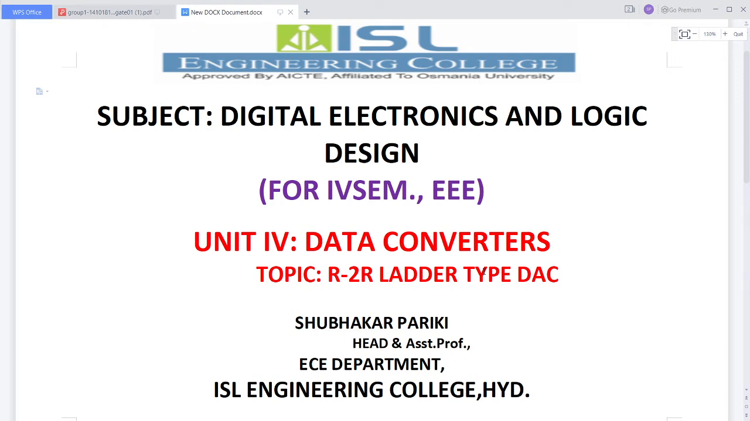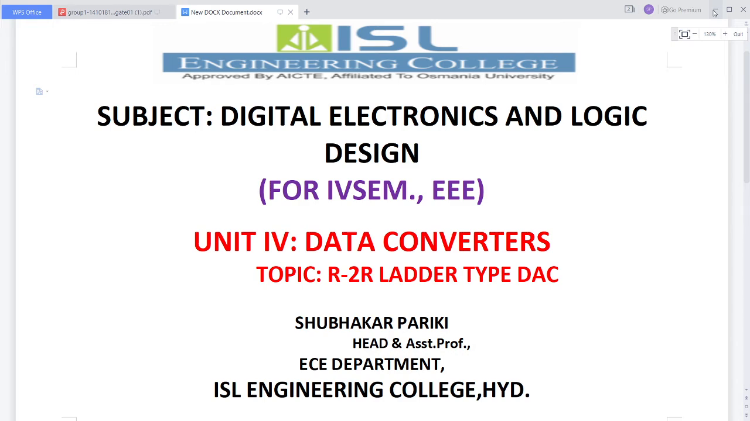And the next one is the inverted R-2R ladder type DAC. From these three digital to analog converters, we can expect one long answer question in the external examinations. Not only in the external examinations, this topic is very important in the internal examinations. I am going to ask one question out of the three digital to analog converters: weighted resistor, R-2R ladder type, or inverted R-2R ladder type digital to analog converters.